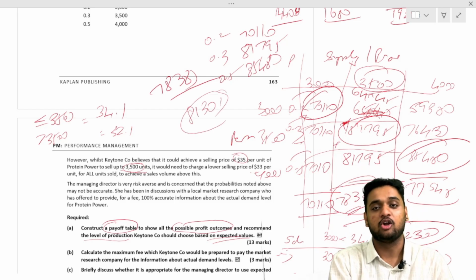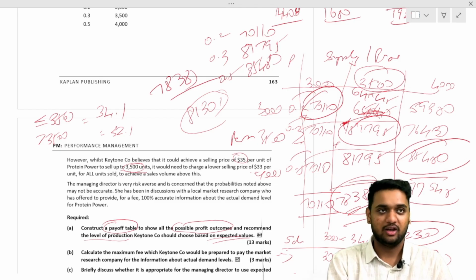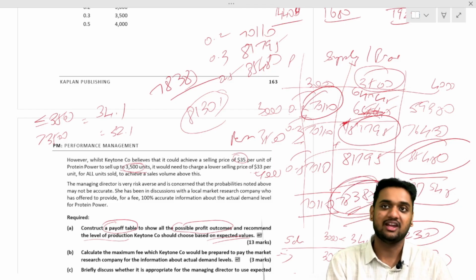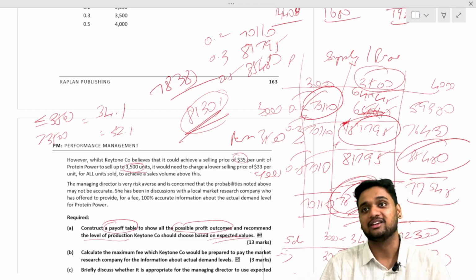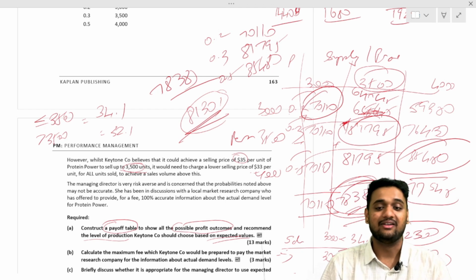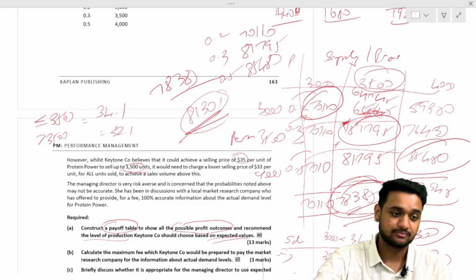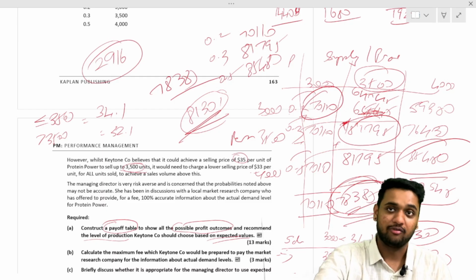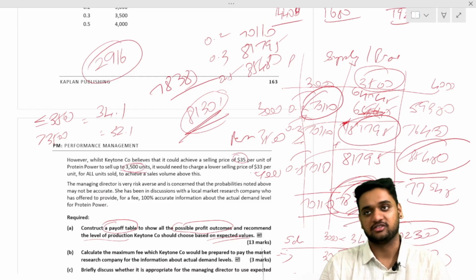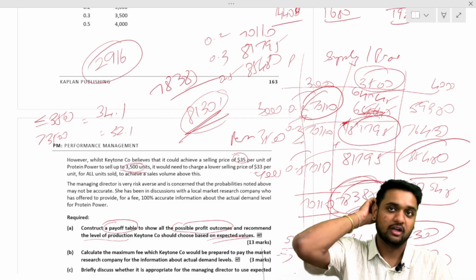If God didn't give information, how much would you have produced? You would have produced 3,500 units only, and you would have got an expected value of 78,385. Because of God telling you, how much are you getting? 81,301. Because of God telling you that information, how much extra profit are you getting? 81,301 minus 78,385. How much are you getting? 2,916. This is extra profit because of God giving you that information. This is how much you'll be ready to pay for that information.